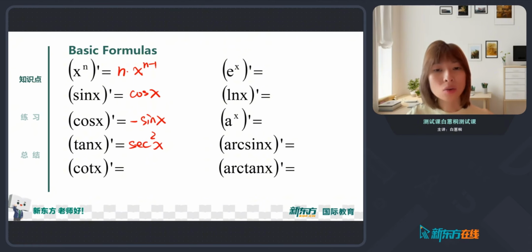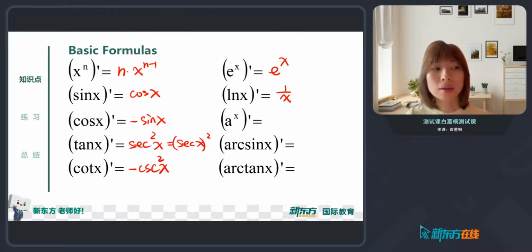Sec x squared is just a special written form, okay? So we have to keep it in mind. And then the derivative of cot x is going to be negative cosec x squared, okay? And then for e to the power of x, the derivative is going to be e to the power of x, just itself. And then for natural log of x, the derivative is going to be 1 over x. And then a to the power of x.